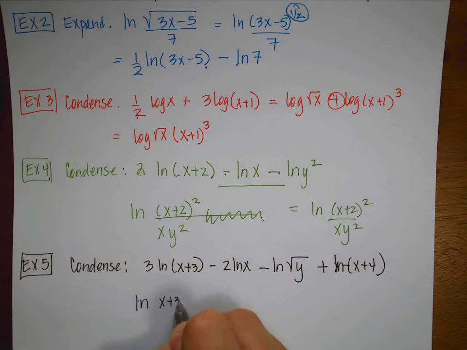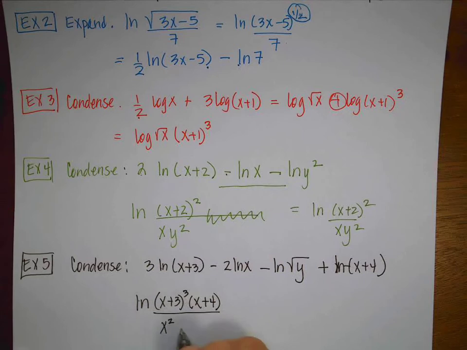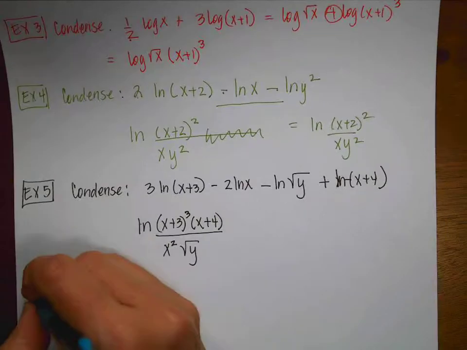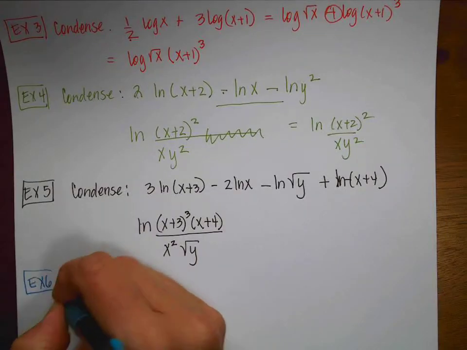So I'm going to have the natural log x plus 3 to the 3rd, and then I'm going to have x plus 4. I'm going to have one dividing line. I'm going to have x to the 2nd and the square root of y. So it's really pretty straightforward in that anything that's multiplied goes in the numerator, anything that's divided goes in the denominator. There's only one fraction. There are not multiple fractions. All right, you have a couple more examples.